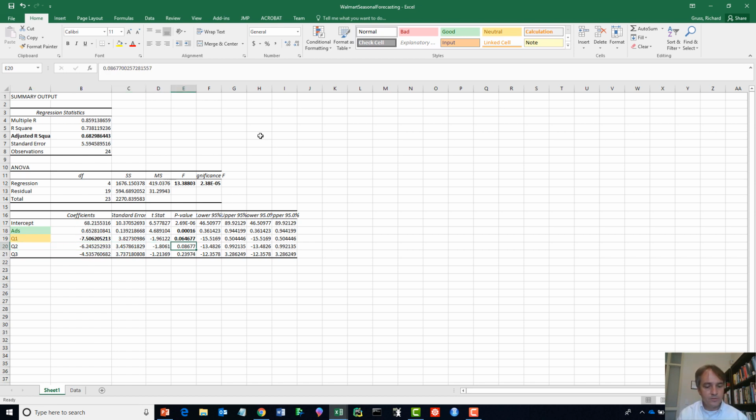Now, what about quarter two? So once again, not significant to the 95% confidence level, but okay at the 90%. This means that if it's a quarter two, we can adjust our prediction down by 6.2, okay? And here we see that this is not even close to being significant. So what does that mean? Well, that would mean that quarter three is not significantly different from quarter four, okay? So these tell you the difference between that particular quarter and the base case, which is quarter four, okay?